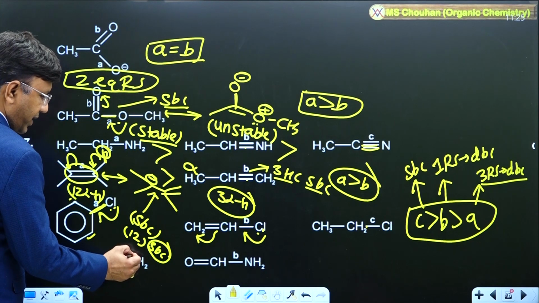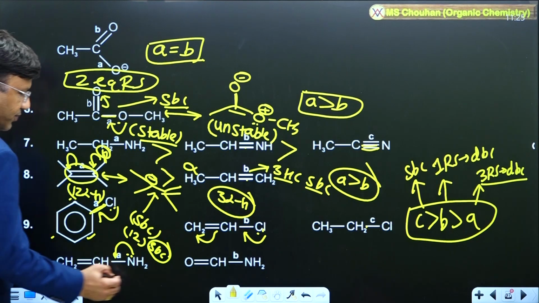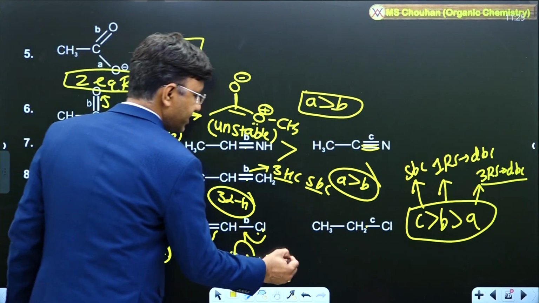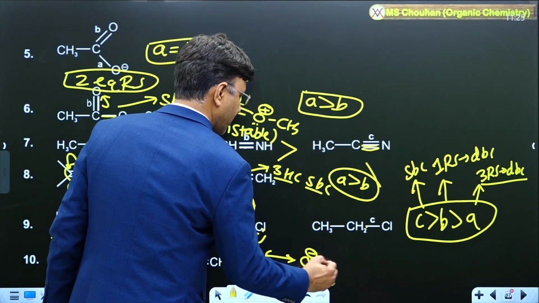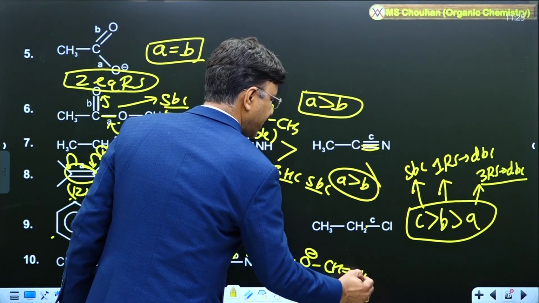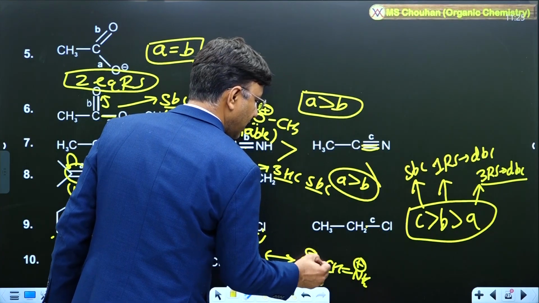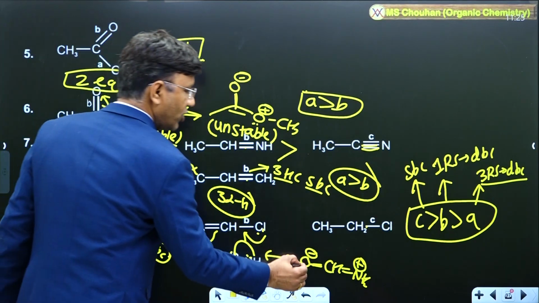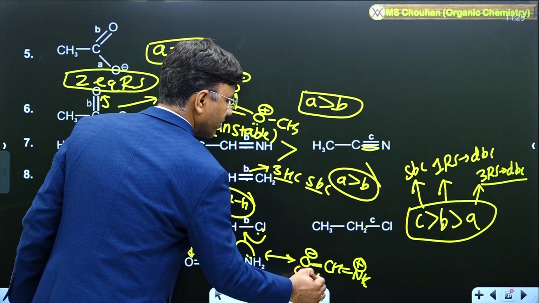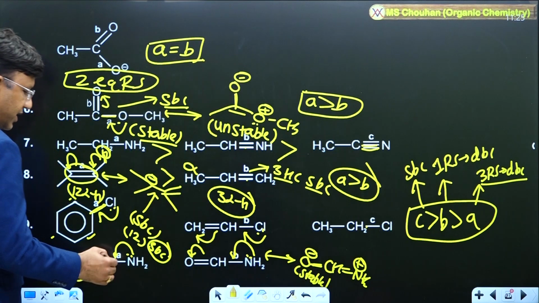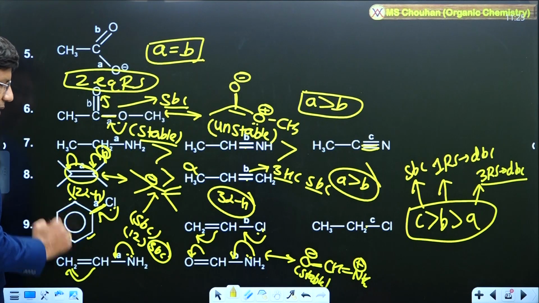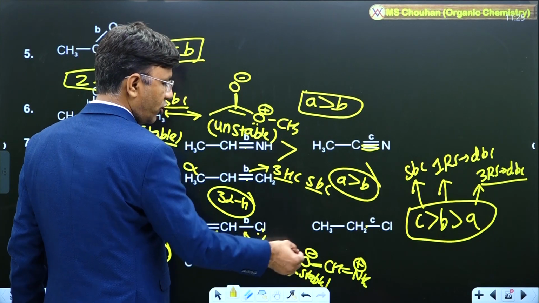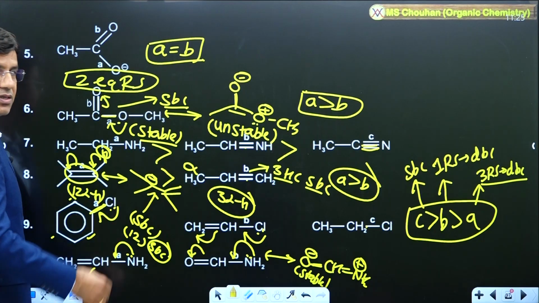Which is resonance stabilized? This is resonance stabilized. This is also resonance stabilized. But the difference is, this resonating structure has single bond character. This RS also has single bond character, but negative on oxygen is more stable. And in this, negative on carbon is unstable. So if it is more stable, this means more contributing structure in comparison to this.